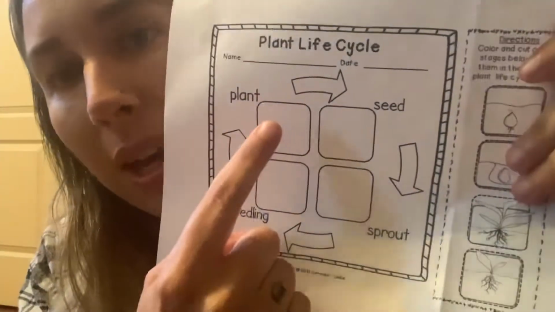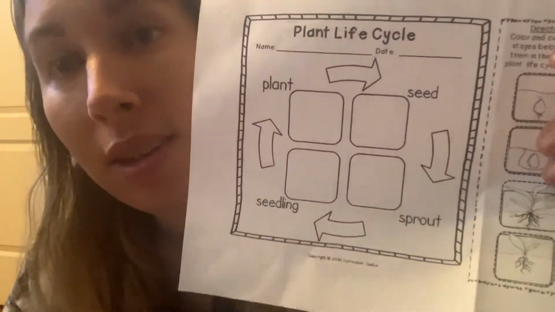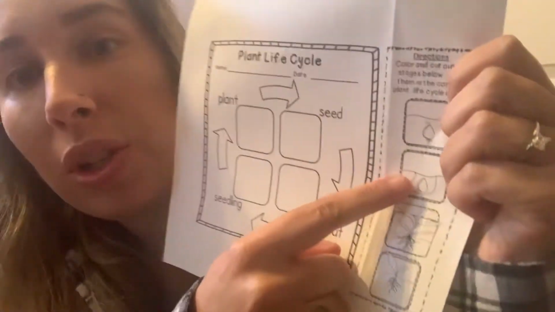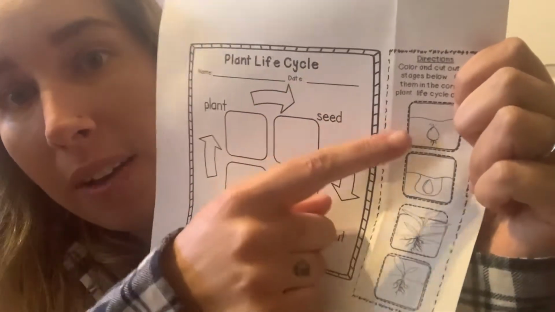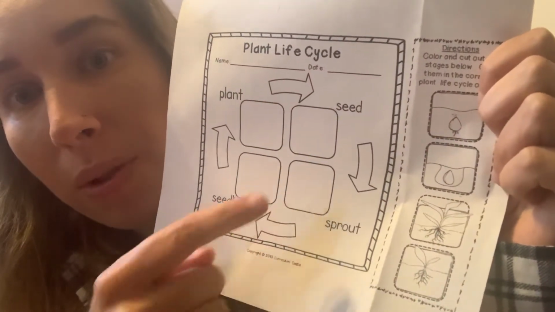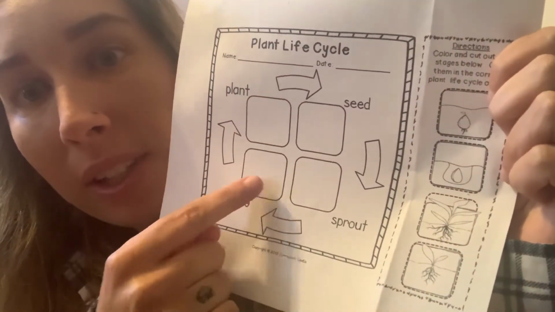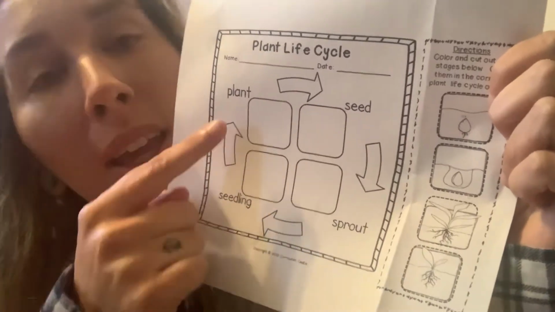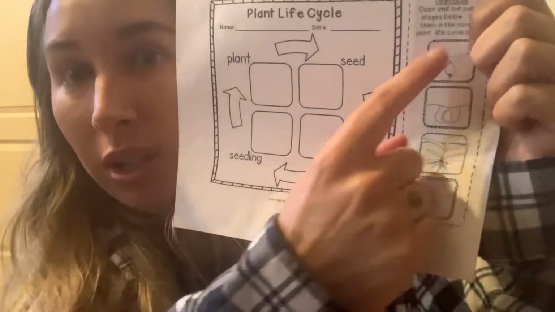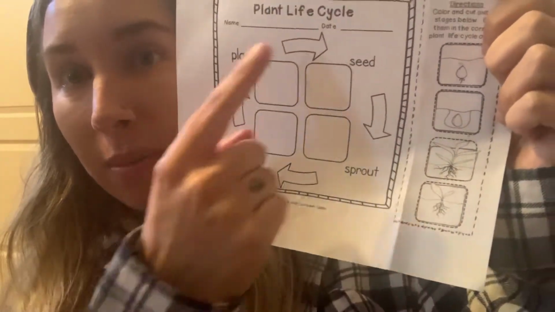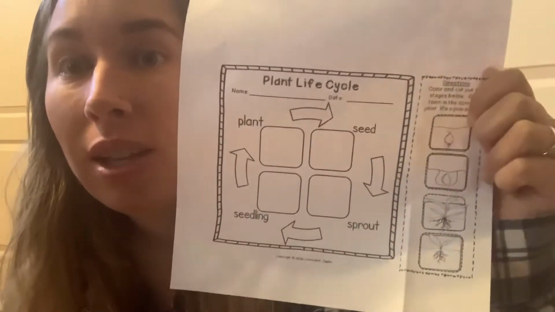So what you're going to do this week is you're going to color and cut the cycle and paste them in the correct order. So first we have our seed, boop. Then we have our sprout, boop, right there. Then we have our seedling, boop. And finally we have our plant. So again, you will color and cut and place them in the order of the plant life cycle.